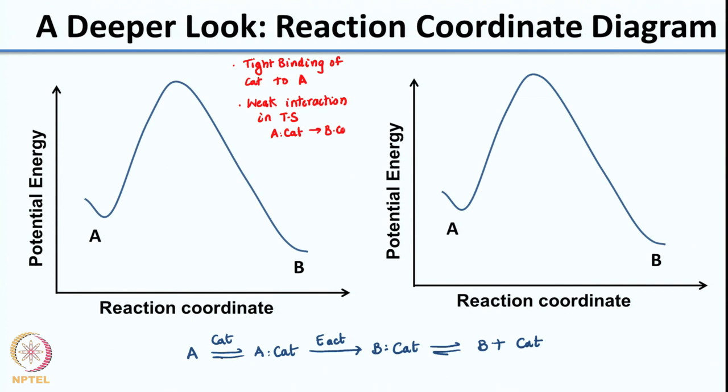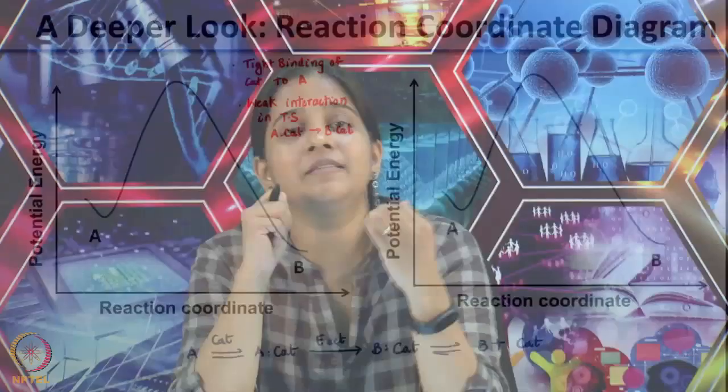So again I repeat, scenario 1 is you have a tight binding of catalyst to A, but then a weak interaction in the transition state. So tight binding means high stabilization, weak interaction means less stabilization. So I want you to go ahead and draw the reaction coordinate diagram for this scenario. You can press the pause button on your screens and try to draw the reaction coordinate diagram.